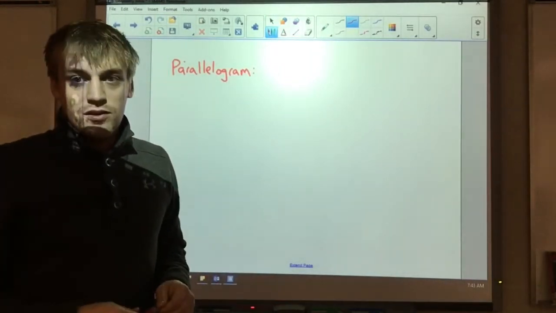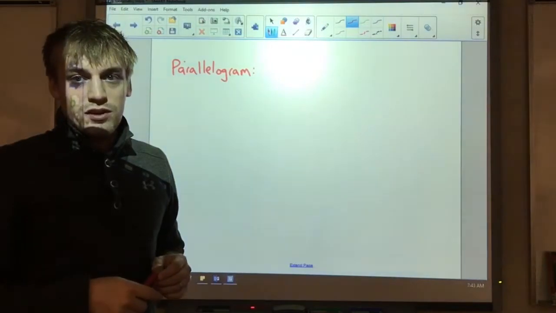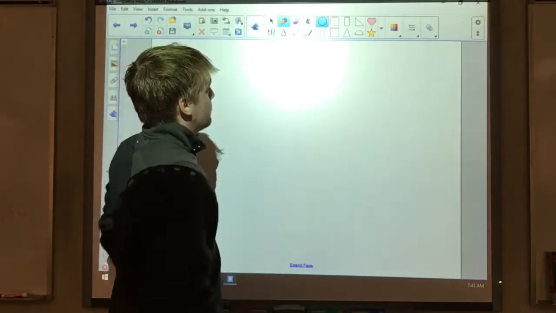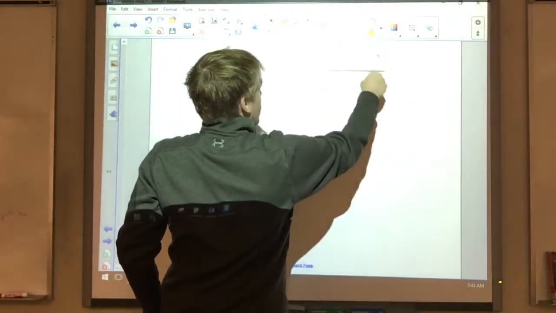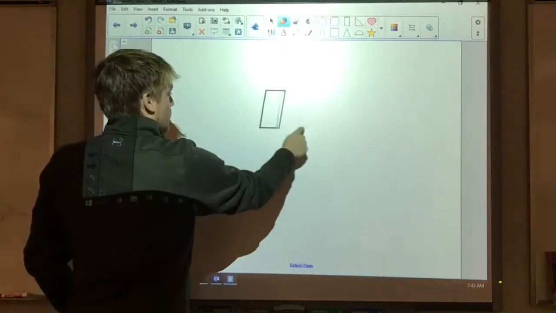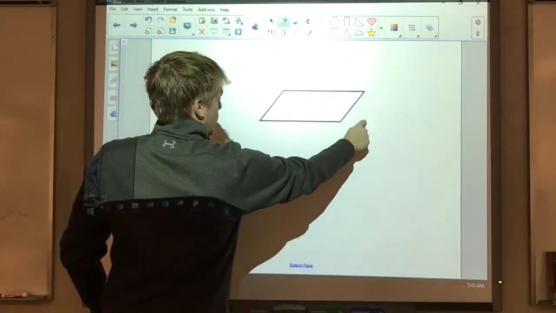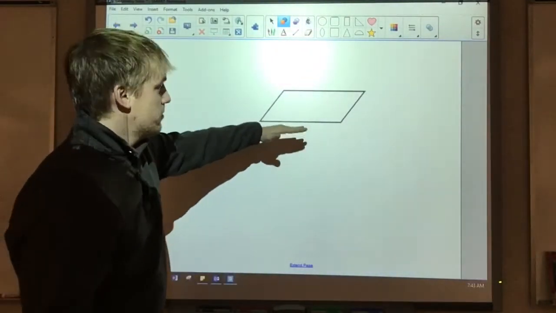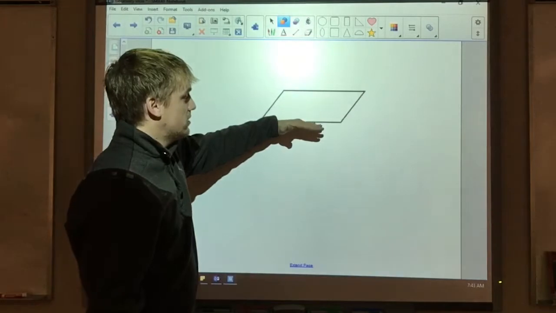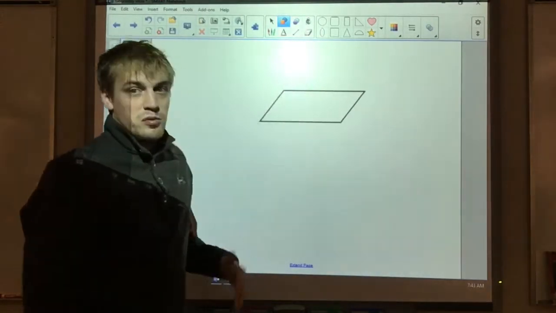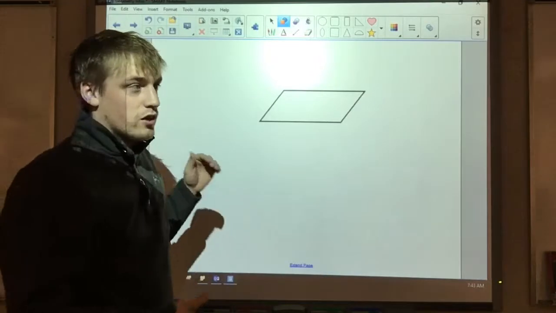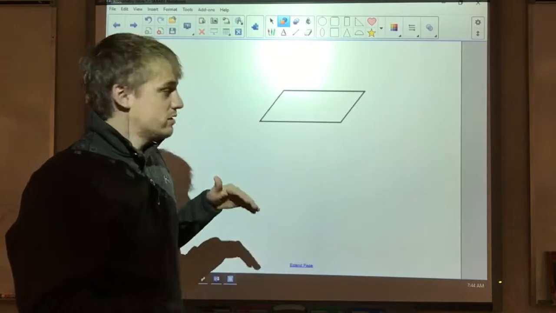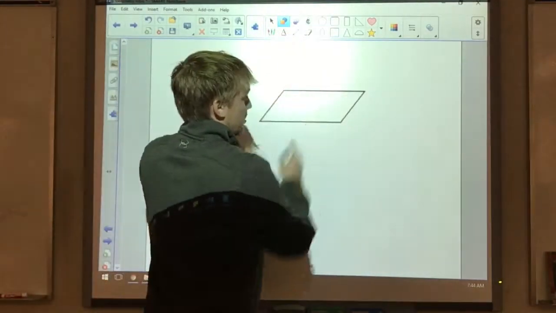Parallelograms are parallelograms because the opposite sides are parallel. If I draw a parallelogram, this would be an example of a parallelogram. The opposite sides are equal, or parallel. That means that this side is parallel to that side. And parallel lines are when they go in the same direction and never cross. They're on the same plane and never cross. These two lines are parallel to each other.